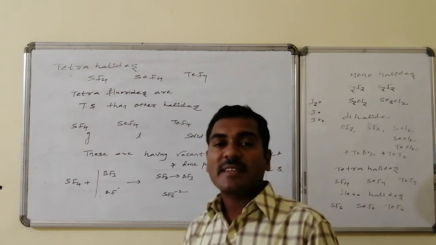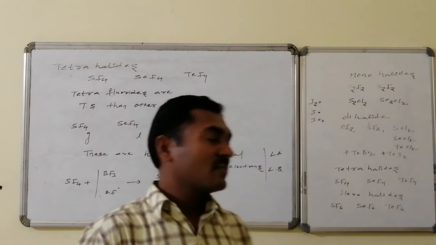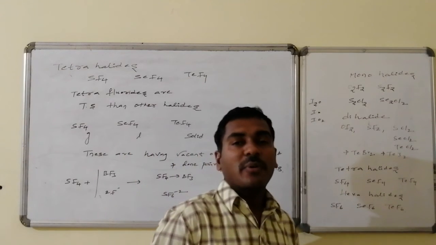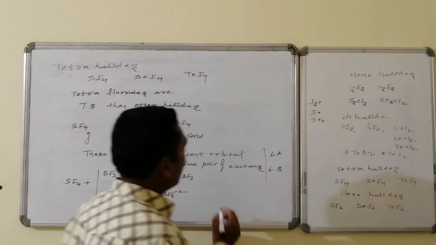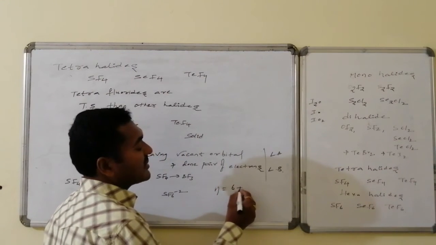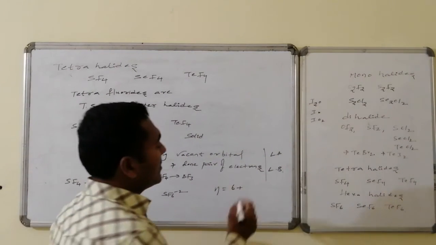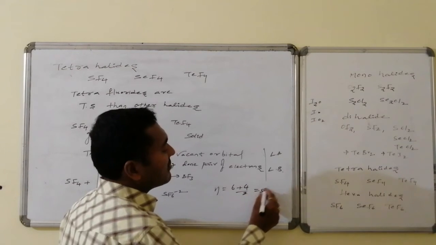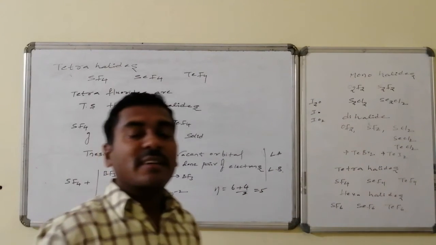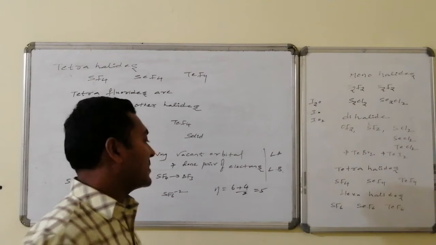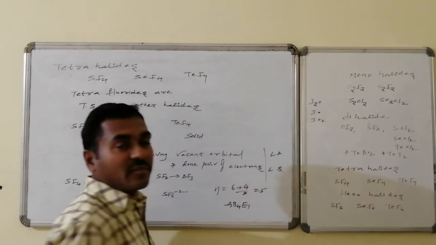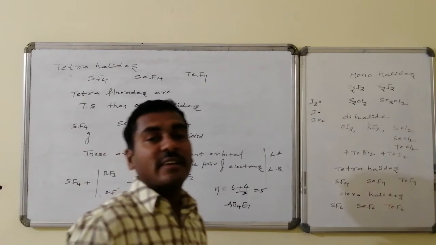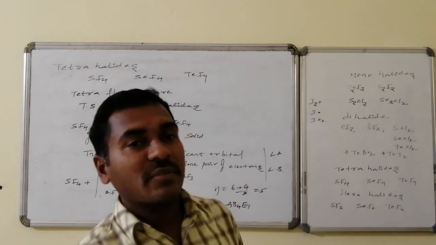If we go for the structure of SF4, otherwise AX4 type tetrahalides of the 6th A group elements, here the hybridization: if I count 6 plus 4, 6 plus 4 by 2, that becomes equal to 5. 5 implies what? That is sp3d hybridization. Out of these 5, it can form 4 bonds, and another one is a lone pair of electrons, hence it has seesaw geometry.